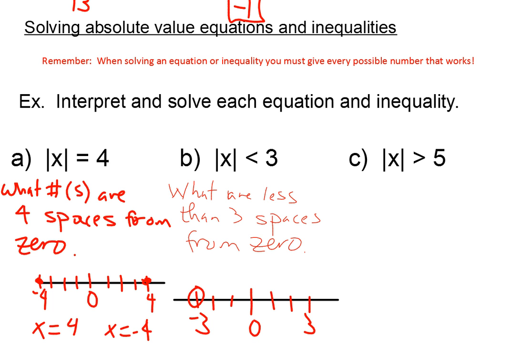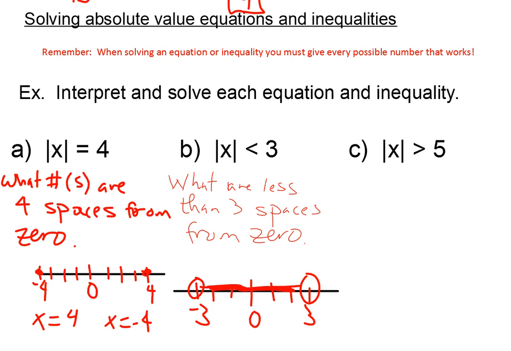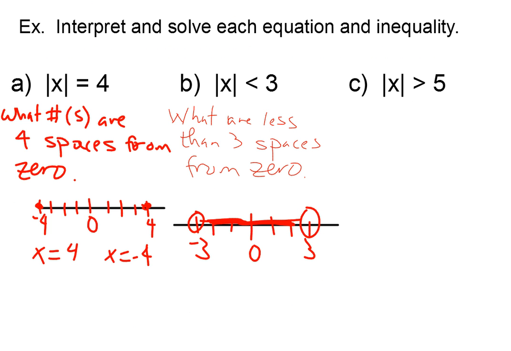Well, starting at -3, it'd be all these numbers. Starting at +3, it'd be all these numbers. So it'd be all the numbers between -3 and 3. So it'd be from -3 to +3, excluding those two numbers. And that's how you write, remember, that's how you write interval notation, which is just a lazy man's number line. Okay? Look at one more example.